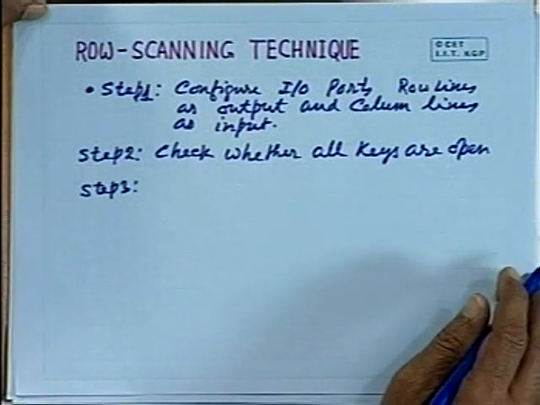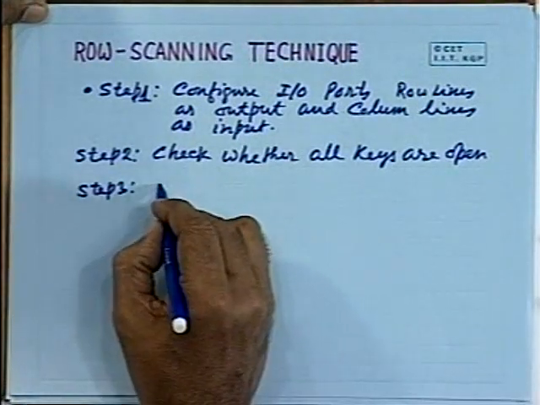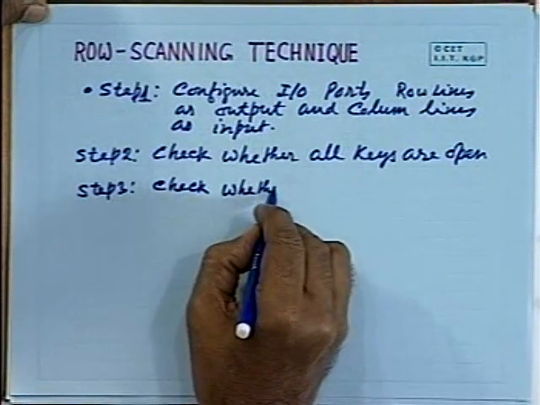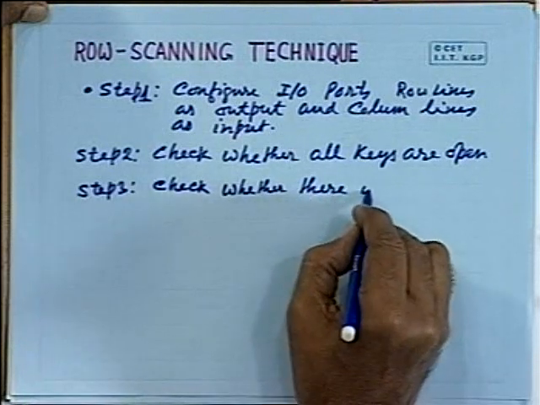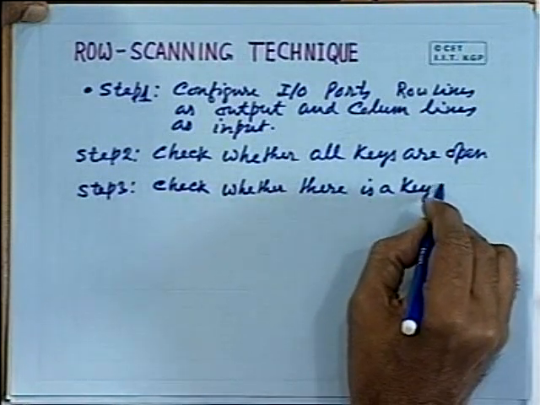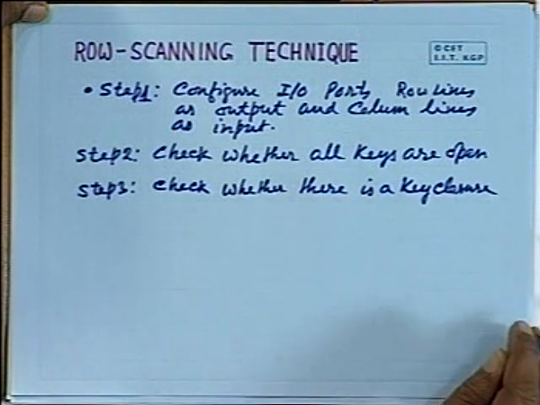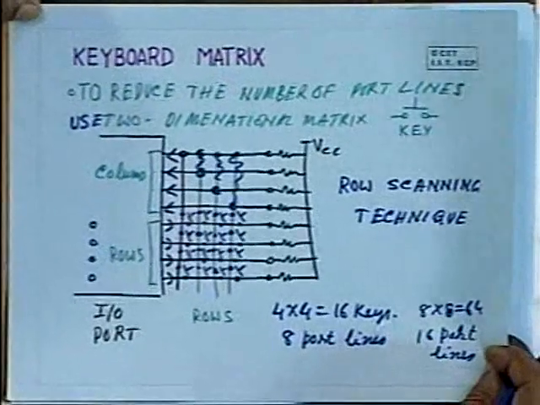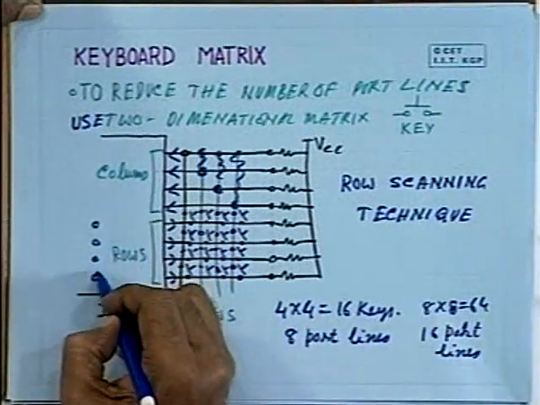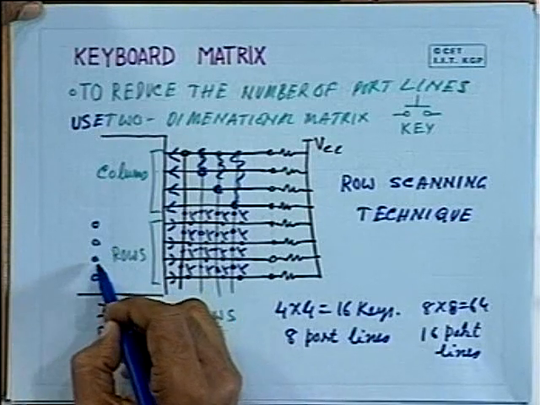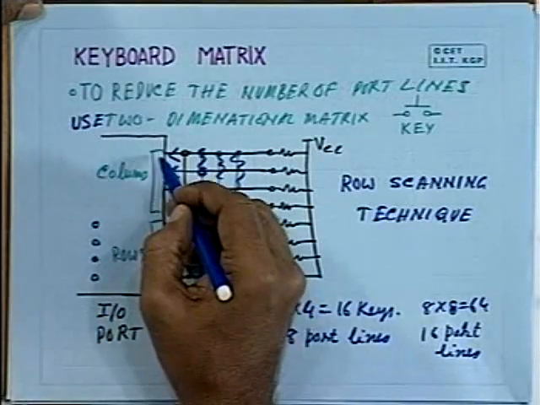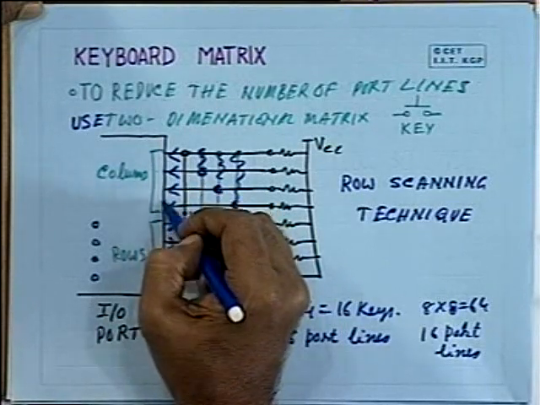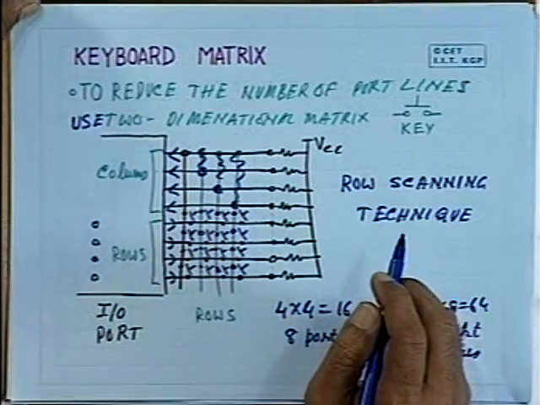What is step 3? You have to check whether there is a key closure. How do you do it? The operation is the same. You output 0000, and as you output 0000 and read this value, if one of the bit lines is 0, then you know a key has been depressed.